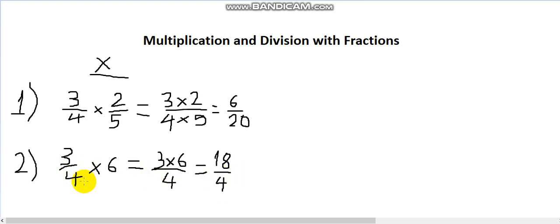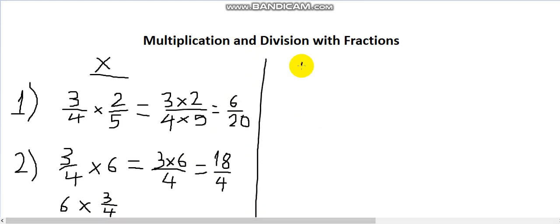And it doesn't matter which of these comes first. Instead of this being 3/4 times 6, I could make this 6 times 3/4. So the number could be first, and we would still get the same result. The order of the number doesn't matter. Okay? So that's multiplication. That's what we do with multiplication.